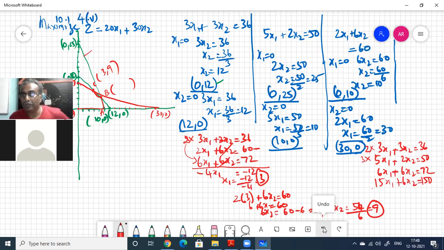Now you subtract this, 6x2 gone. Minus 9x1 is equal to 150 minus 72, how much? 78 I'm getting. Something wrong now. Something has gone wrong.